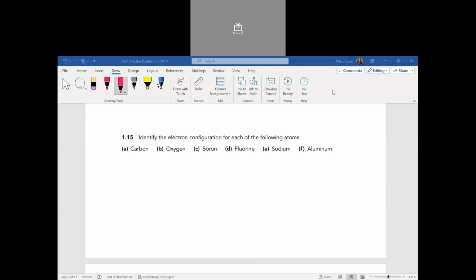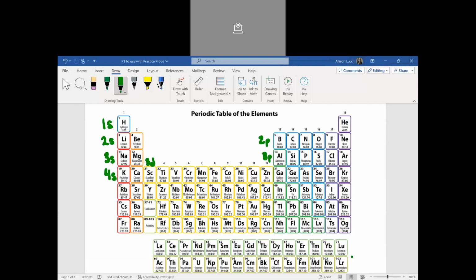Problem 1.15 asks us to identify the electron configuration for each of these atoms. So if you recall, the periodic table can be very helpful when we're trying to figure out electron configuration. So let's check out a periodic table here. And our first atom was carbon.